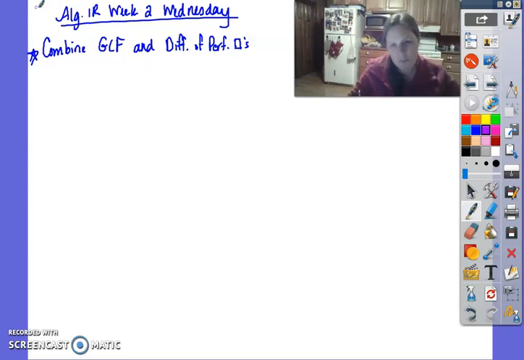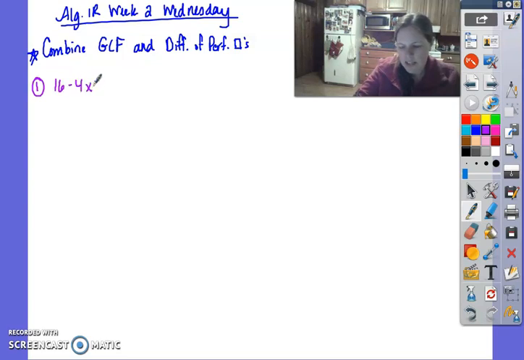We are going to be doing both GCF and perfect squares in the same problem every single time. So before we get to the homework and the questions that we're going to have, please let me tell you now, yes, every single one of them will have a GCF that you will have to take out first. All right, so let's take a look at example number 1, 16 minus 4x squared.